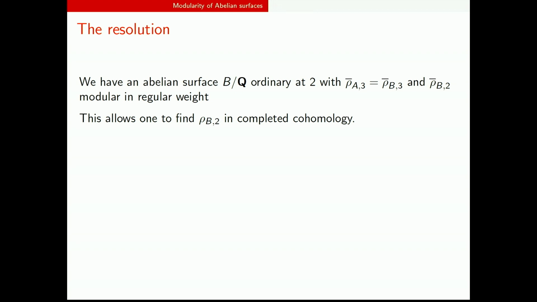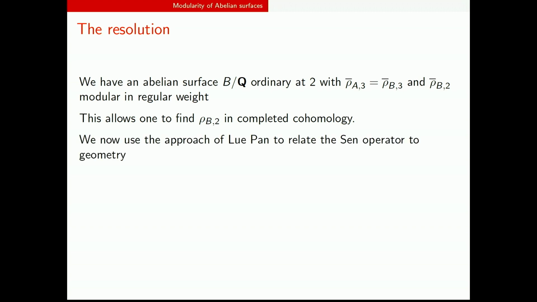But using some ideas of Jack Thorne, this is possible. But still, you're in this situation of how do you then, in this high weight, show that this thing is classical? So instead, our approach in this paper is really quite different from our previous paper. We don't use the Buzzard-Taylor or the Calegari approach. We use the result of Lue Pan.